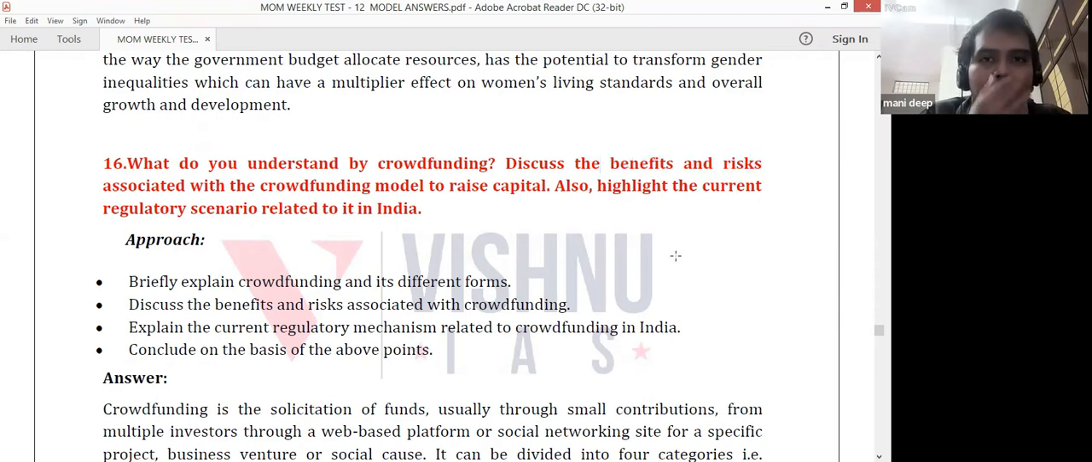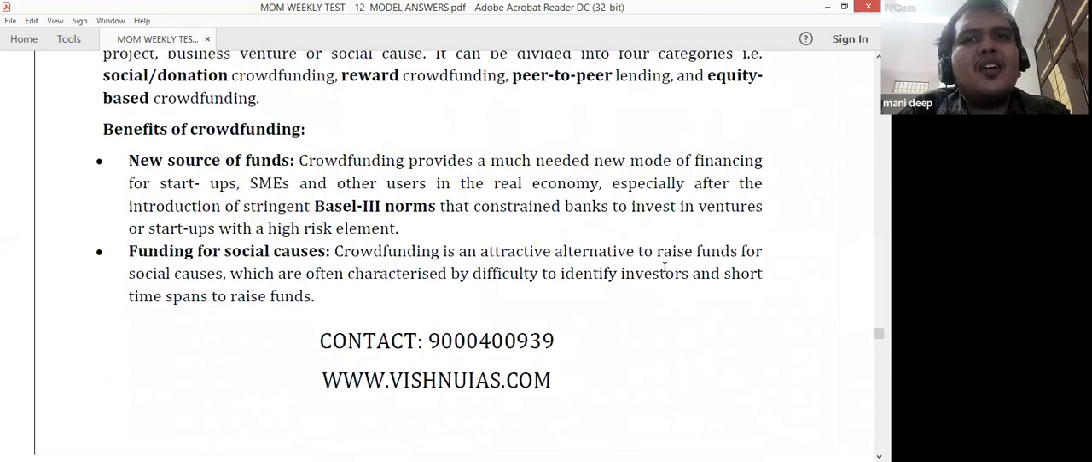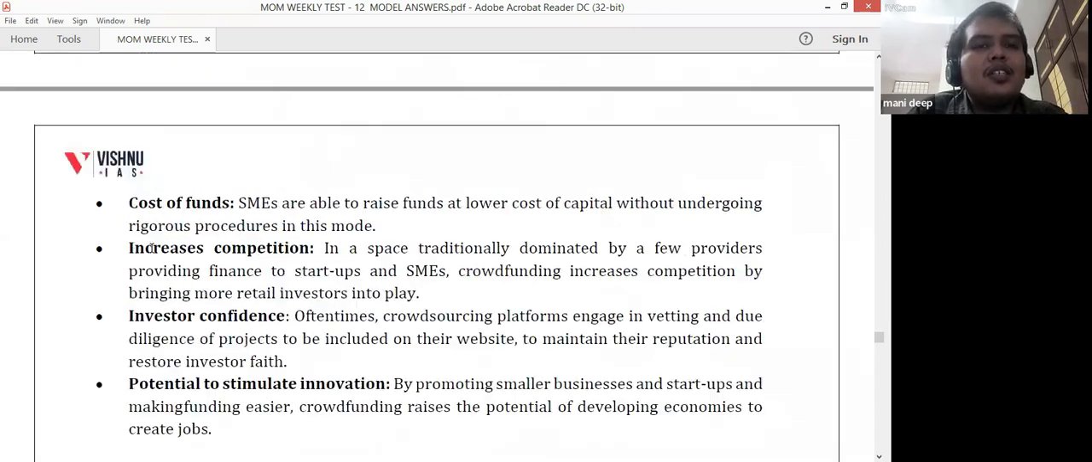So first, in the introduction, you should write about what crowdfunding is. You can write briefly, as I mentioned, peer-to-peer lending and equity-based crowdfunding. Then we can write about benefits, then issues, then what the present regulation is. Benefits: a new source of funds. Up to now we were limited. Then it can be funding for social causes, so social impact will be improved.